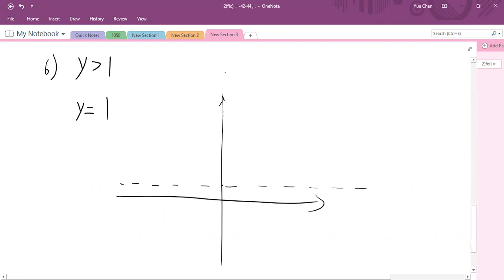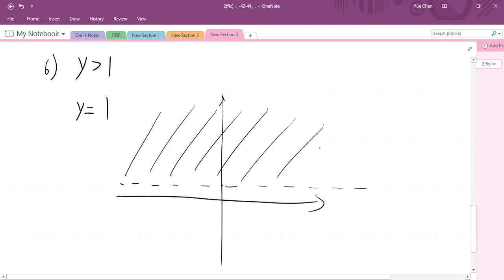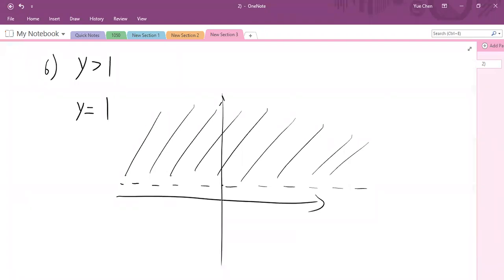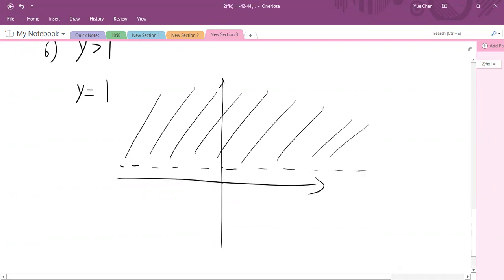So which is the upper plane or the lower plane? Greater than 1. So upper plane, right? Because if you plug in the testing point 0, 0 greater than 1 is not true, so we should not have the lower plane, right? But this is a straightforward thing, and we already know greater than 1 is above the line, right? So this is number 6.